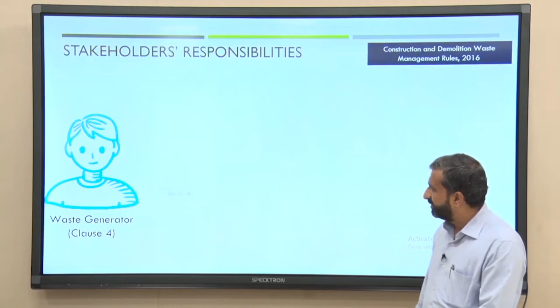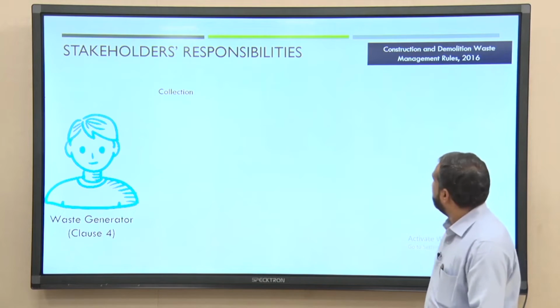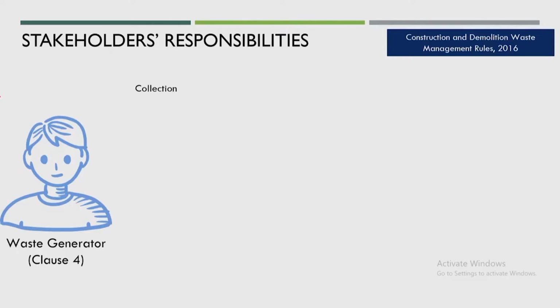Now, if you talk one by one, the responsibility of the waste generator. In the Construction and Demolition Waste Management Rules 2016, in clause 4, the responsibilities are given for the waste generator for the collection of C&D waste, segregation of C&D waste, and even the storage. And normally these waste generators generate more than 20 tons per day or 300 tons per project.